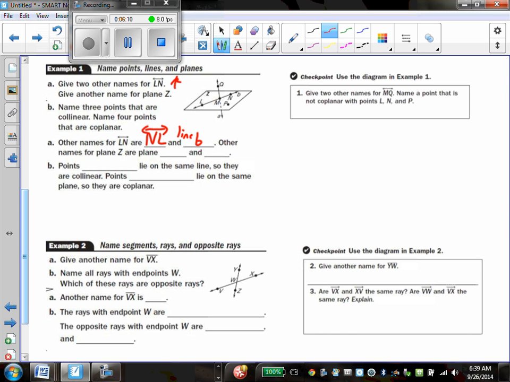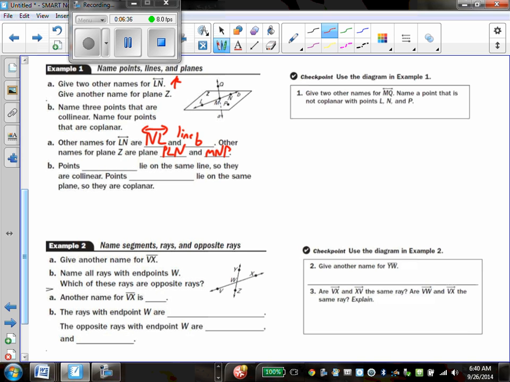Plane Z, we could give a few names. We could call it plane PLN. Those are 3 non-collinear points on that plane. I could call it MNP. But notice that both of these names use P because it's not on that same line as L, M, and N. And there are a few others that could work too.